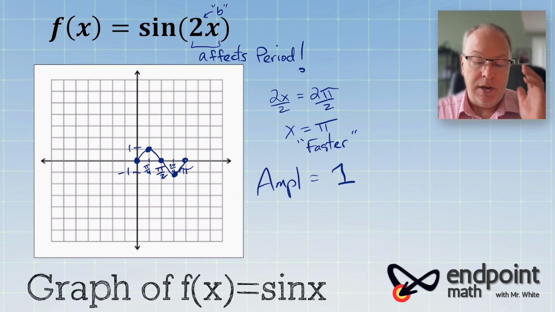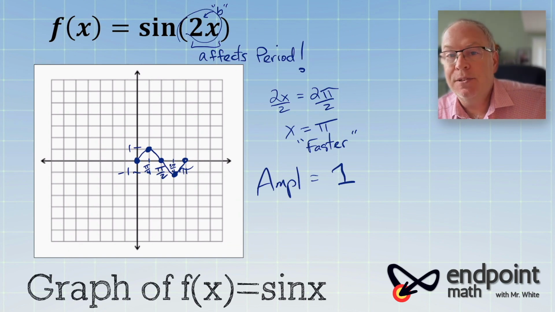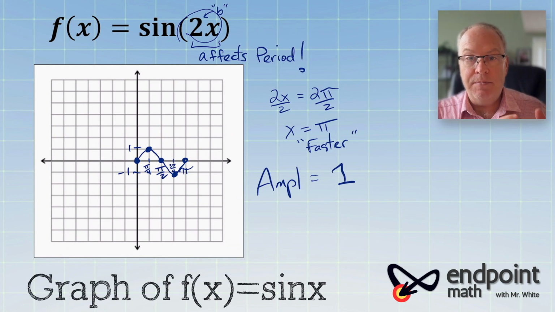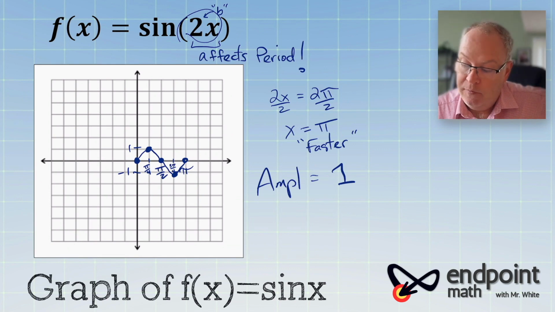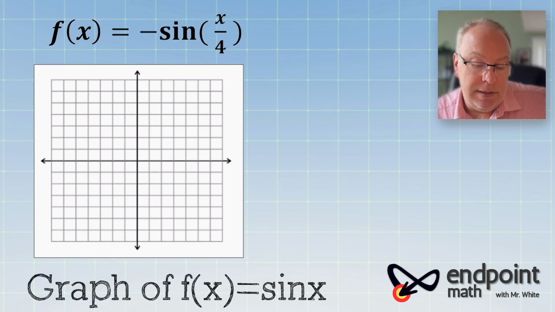All right, so when there's a number on the inside, it affects the period. So 2 times x means it's going to do its thing twice as fast, which means the period will be half as long. Hopefully that makes sense. All right, now let's start ramping things up.